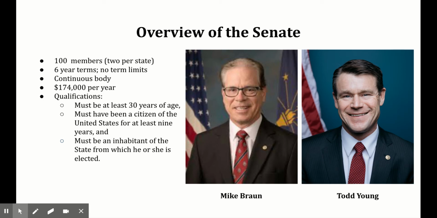But in 2 years from now, when we have another general election, another third of the Senate will be up for reelection. And so that's why it's called a continuous body, because in any given election, 2/3 of the Senate is going to continue on into the next term. They get paid $174,000 per year. And in order to become a senator, you must be at least 30 years of age. You must have been a citizen of the United States for at least 9 years, and you must be an inhabitant of the state from which he or she is elected.